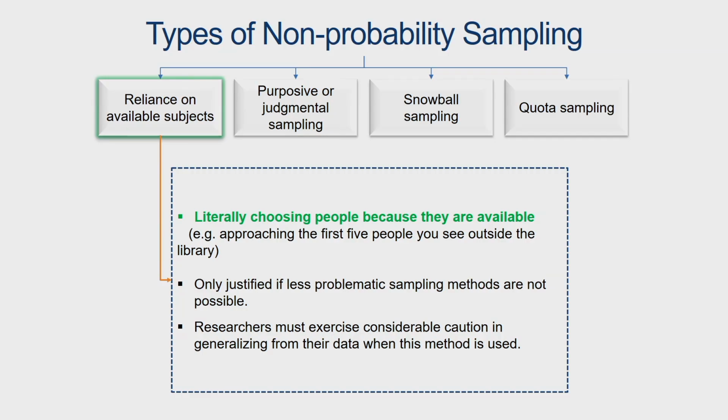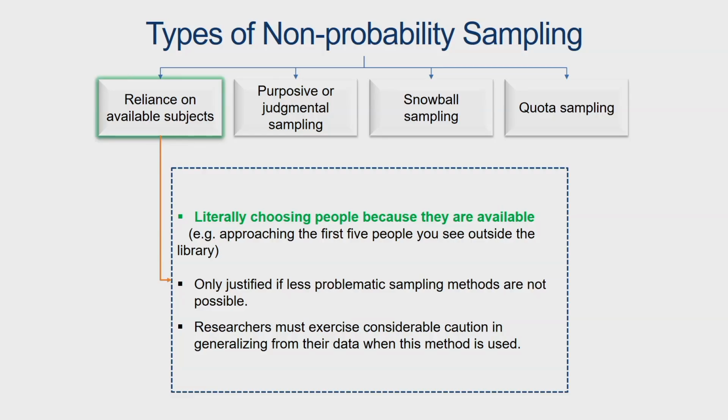Okay. These are some of the different types of non-probability sampling. One is reliance on the available subjects. Usually this is when we are carrying out a mixed method study with a very large qualitative component, when the focus is on the qualitative component, and there are different characteristic features that need to be kept in mind for deciding on the sample. Probability samples may be very hard to get, and that is where you rely on available subjects. You are literally choosing people because they are available.